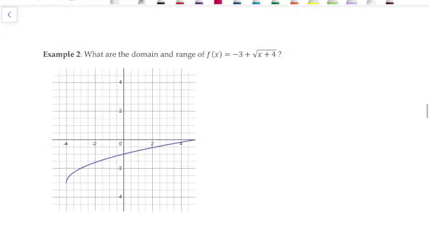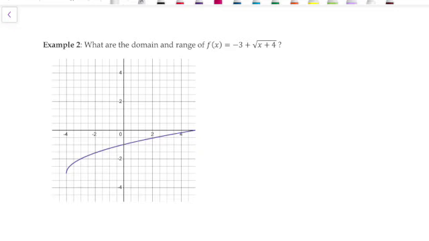All right, so let's try this one. Why don't you pause the video? You know what a domain and a range are now, so pause the video and see if you can get this one right. And I'm going to put that there is a point right there.